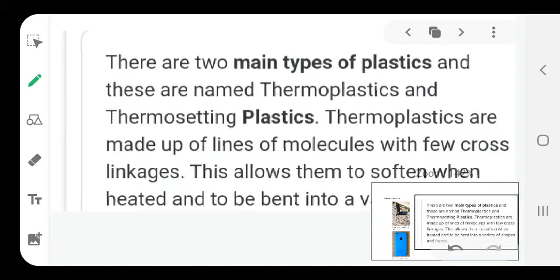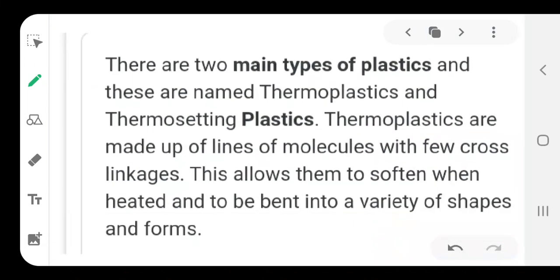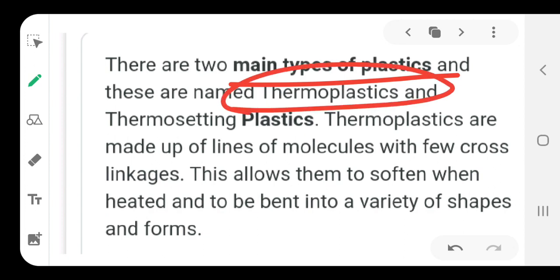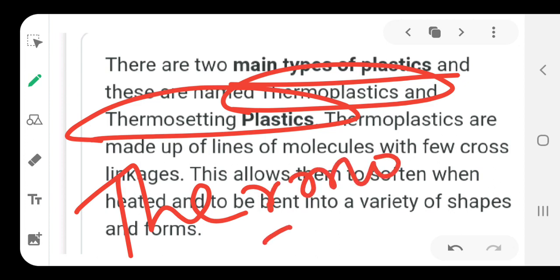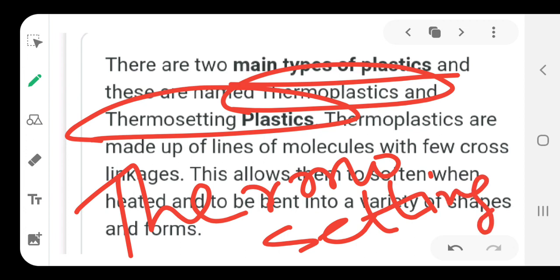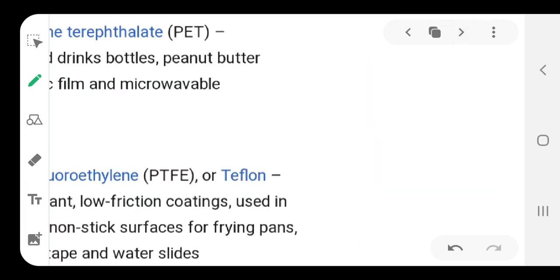Then in your book we have two main types of plastics we are going to study. One is called thermoplastic, the other is called thermosetting plastics. Underline both the names. One is called thermoplastics and the other is thermosetting. Write down the word thermosetting. We'll read about them in detail as the tutorial proceeds. Thermoplastics and thermosetting plastics.